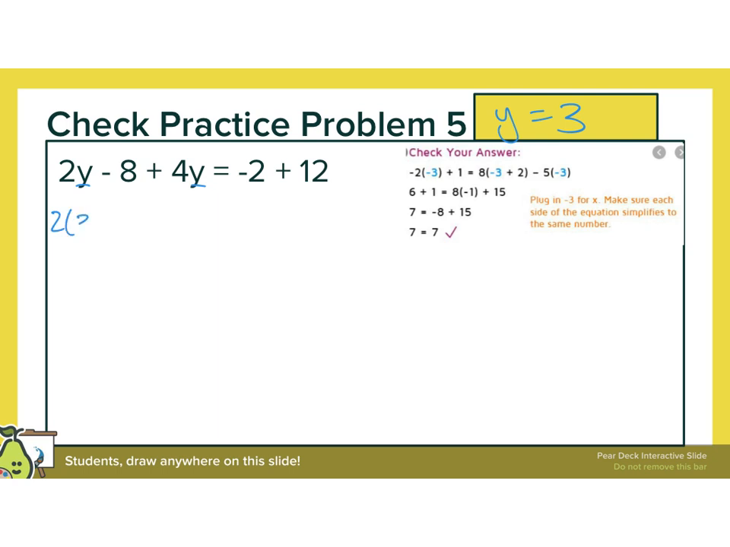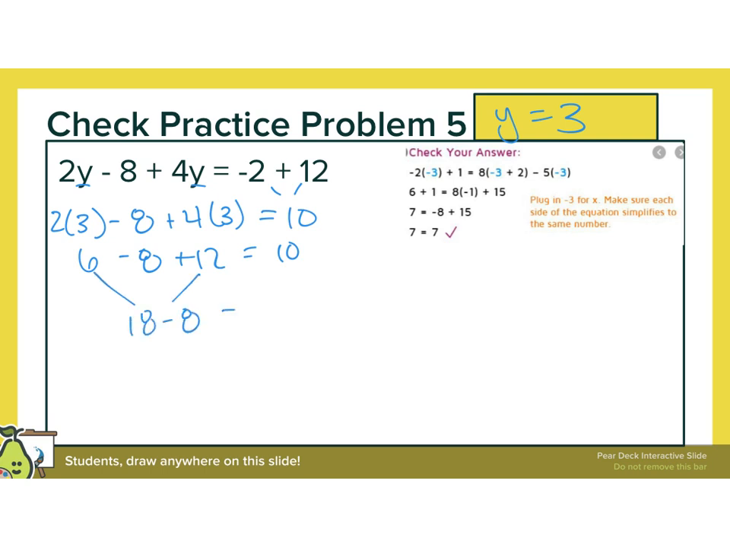So 2 times 3 minus 8 plus 4 times 3 equals 10. I'm going to go ahead and combine these: 6 minus 8 plus 12 equals 10. I'm going to add my positives together to get 18 minus 8 equals 10. 10 equals 10. Our answer was correct.